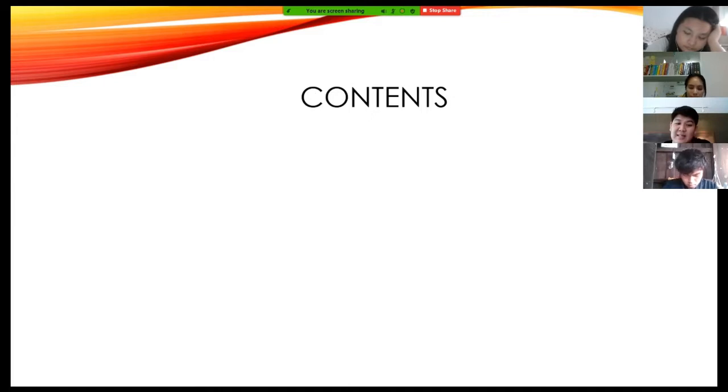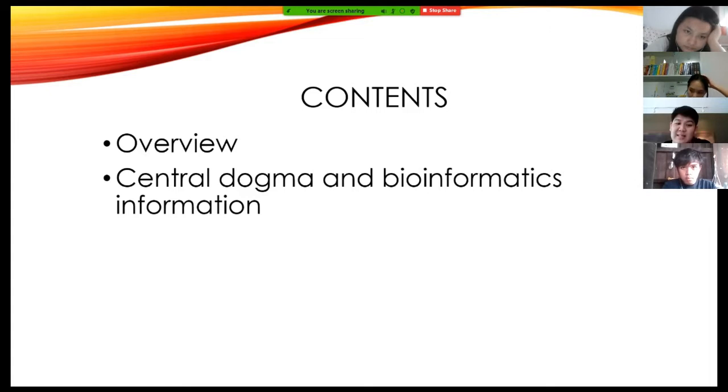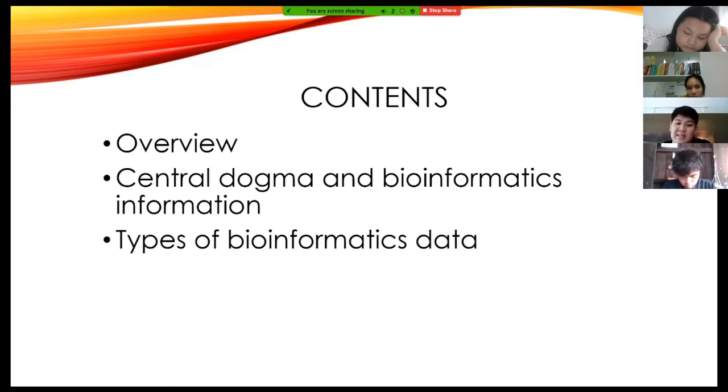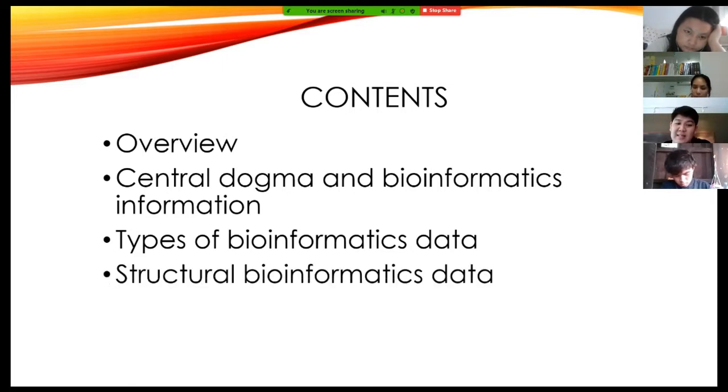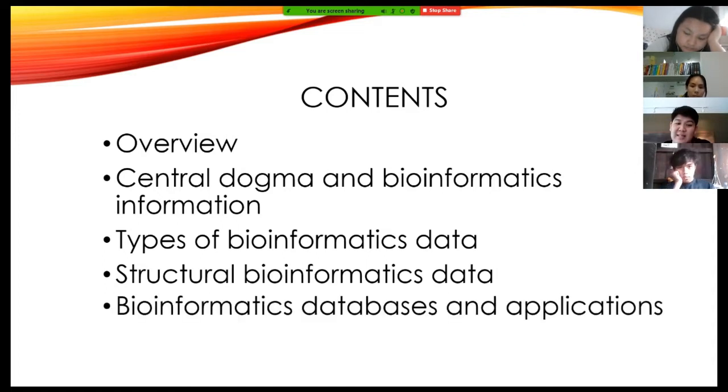The content of the class will consist of the overview, the central dogma and bioinformatics information, the types of bioinformatics data, including nucleic acid, protein structure, structural data and databases, and structural bioinformatics data, and application to other bioinformatics tools.